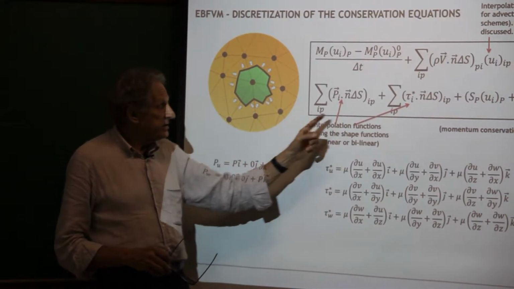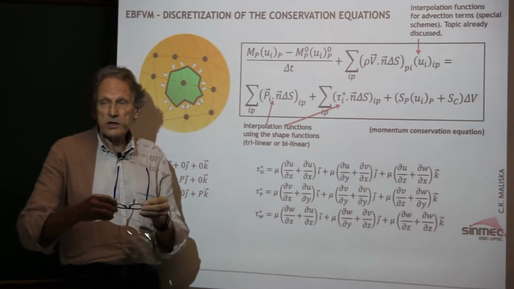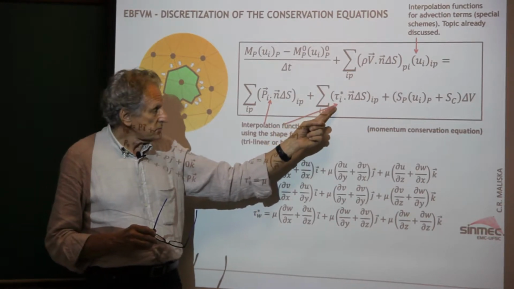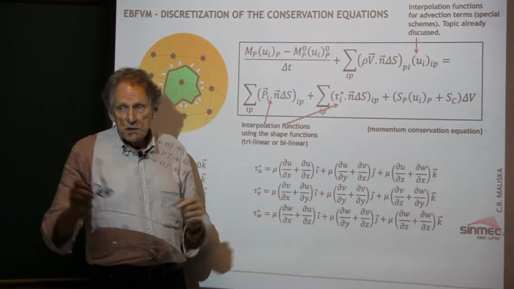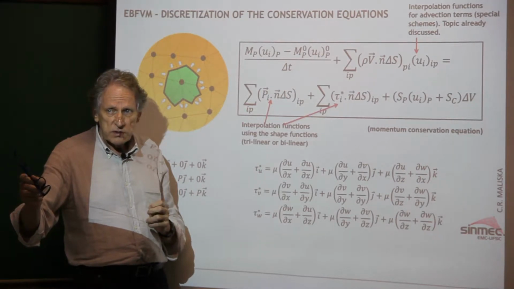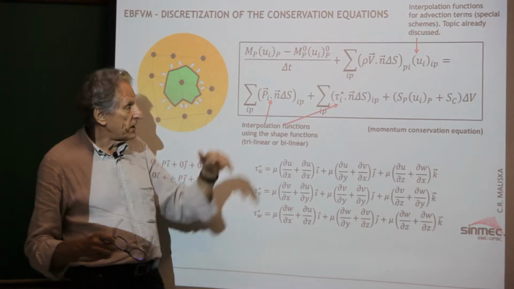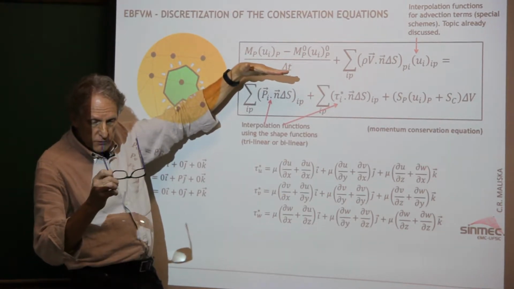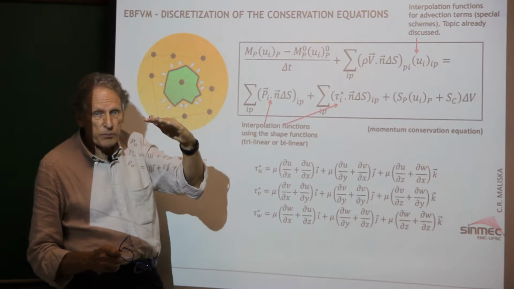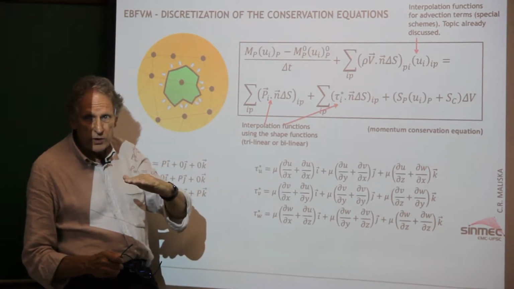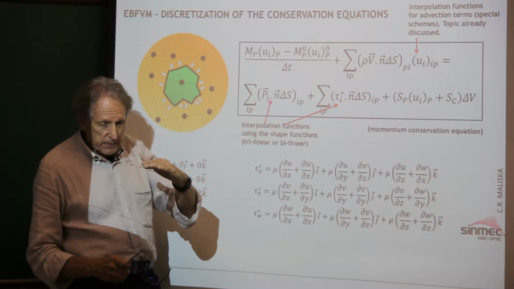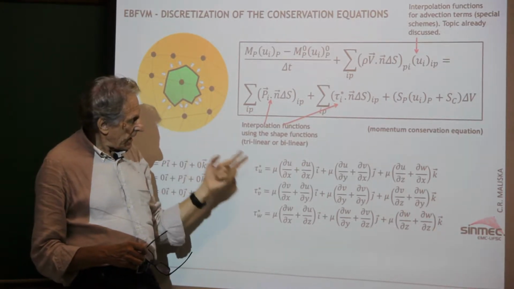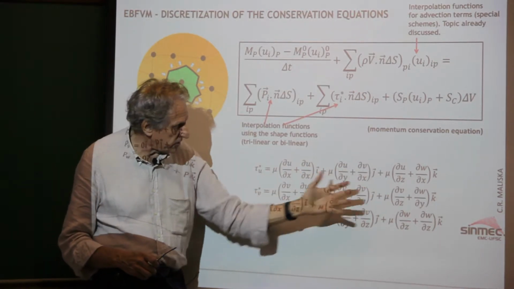And then there is the diffusion here. All the derivatives of diffusion terms. I'm writing also. Tau is a tensor, has 9 components. But for each conservation equation, for U, for V, for W, for X component, Y component, and Z component of the momentum equation, I have here the 9 components.